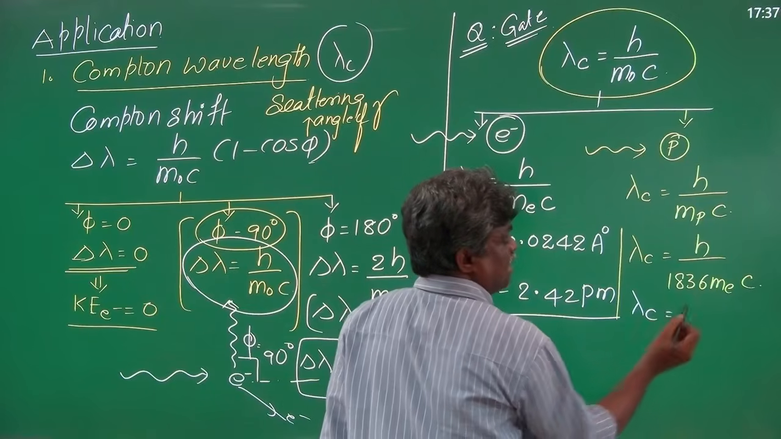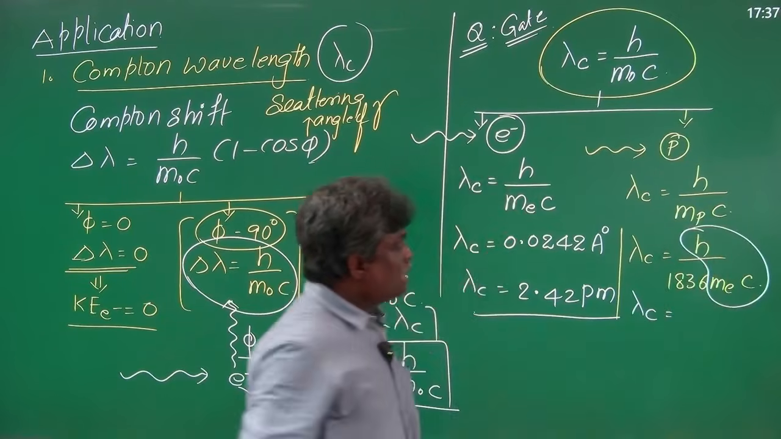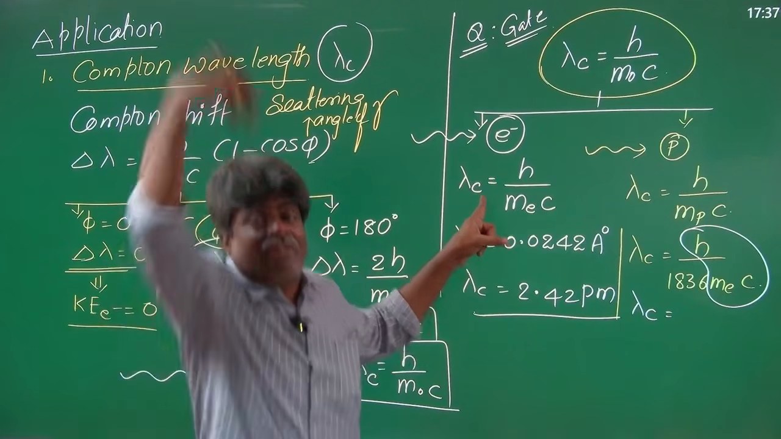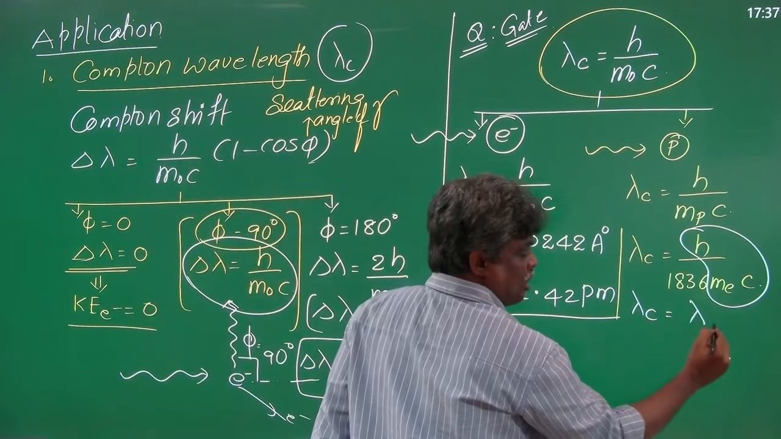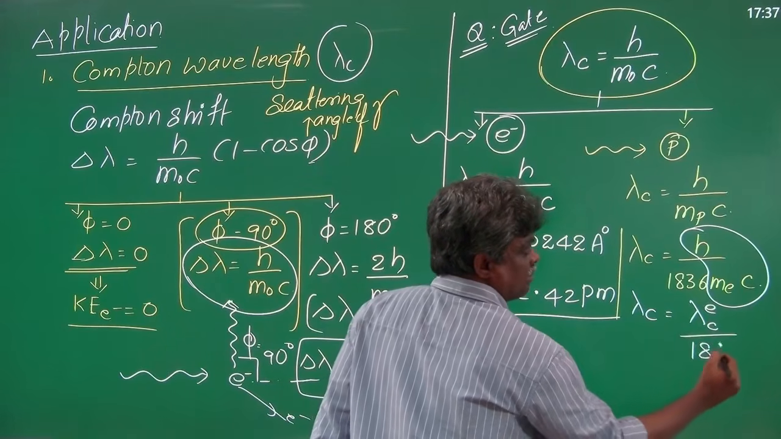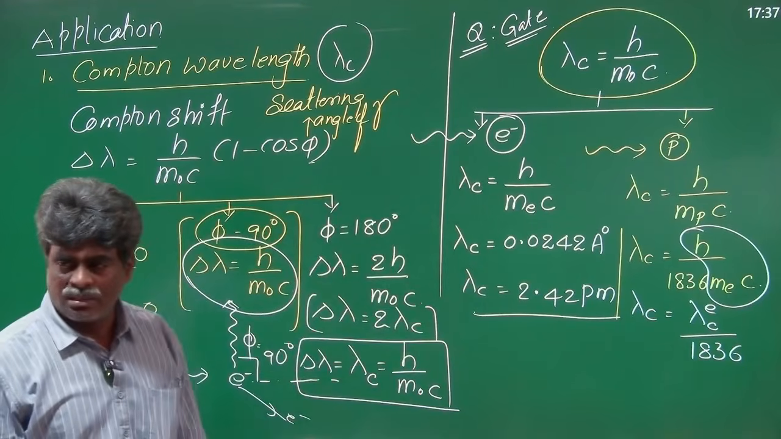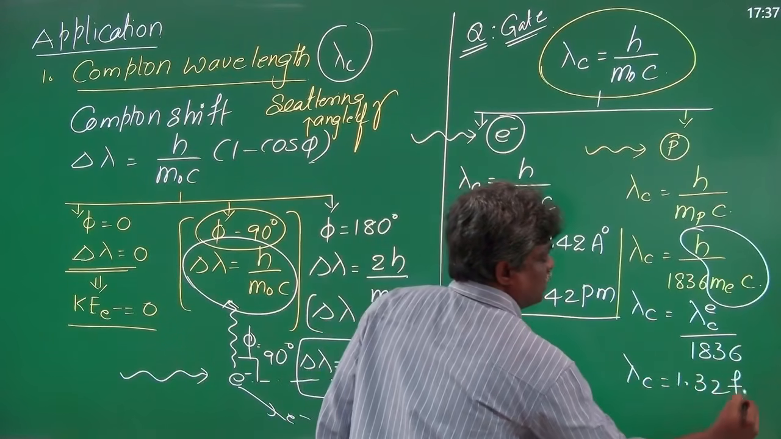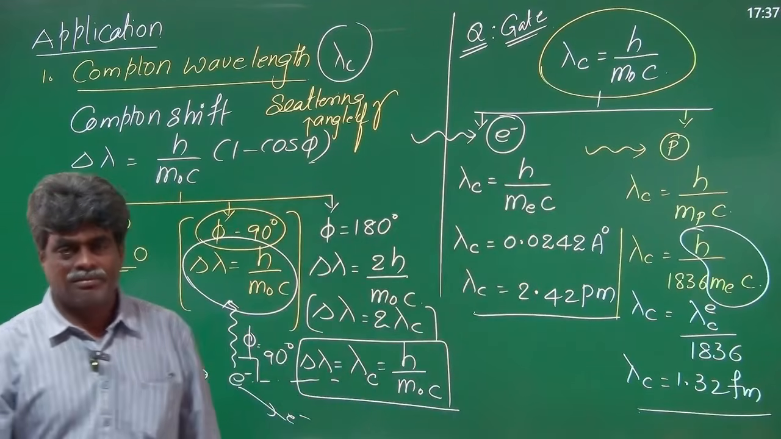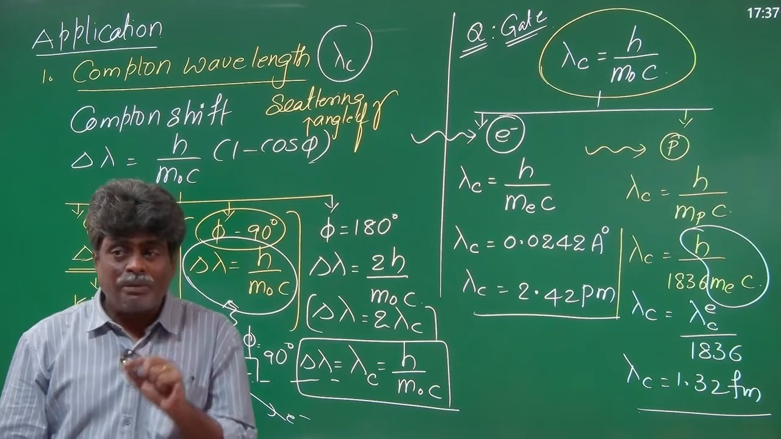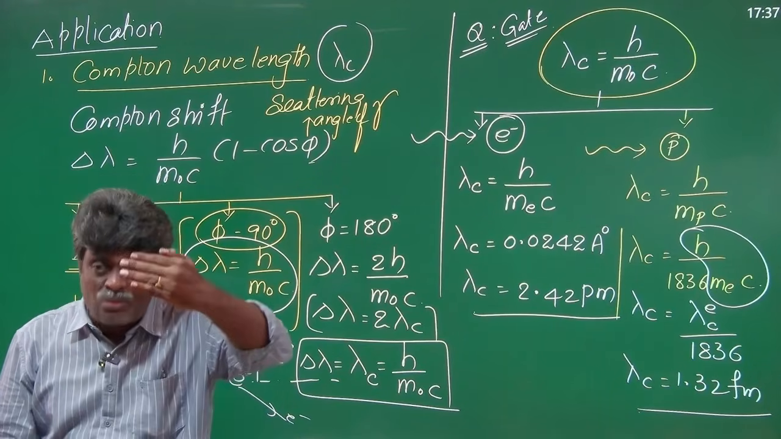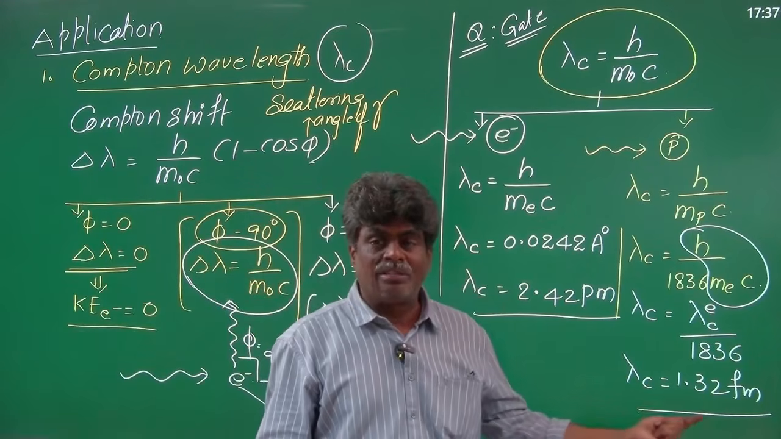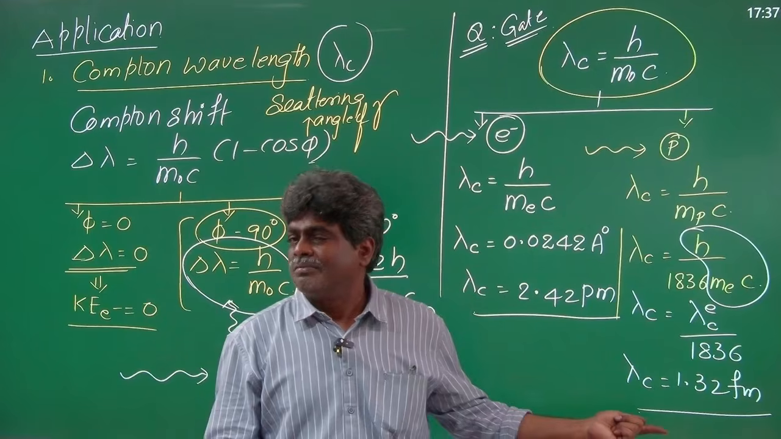So that's why lambda c equal to, what is h by m e c? That is the Compton wavelength of electron. So I can write the Compton wavelength of electron divided by nearly 2000, which is 1.32 Fermi. How much? 1.32 Fermi. So the Compton wavelength of proton is nearly 2000 times less than the Compton wavelength of electron.